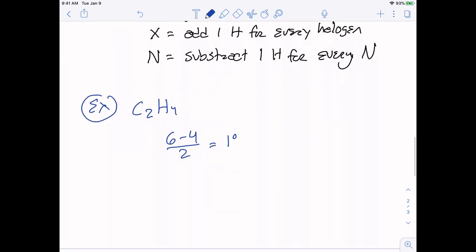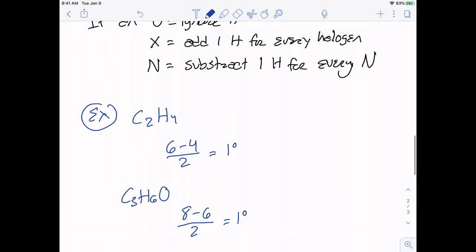If we do C3H6O, this time I have 3 carbons, so 3 times 2 is 6, plus 2 is 8, so it should have 8 if it's saturated. I have 6. There's an oxygen there, we just ignore it completely. So 8 minus 6 is 2, divided by 2 is 1 degree again. So this one, I could have 1 double bond, or I could have 1 ring. I can't have a triple bond because I have to have 2 degrees to have a triple bond.